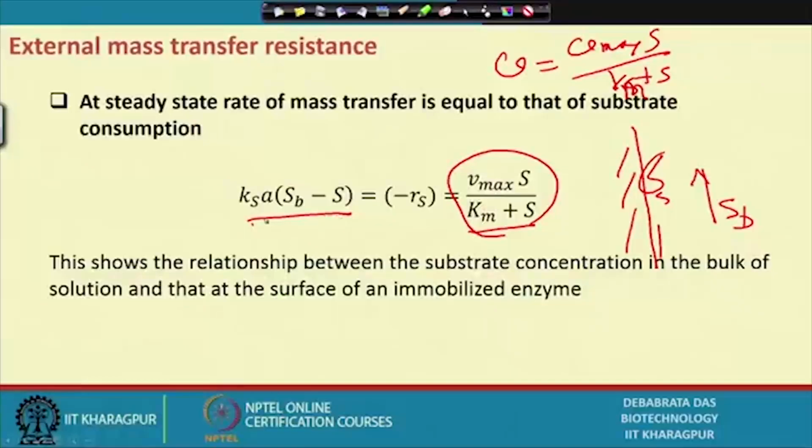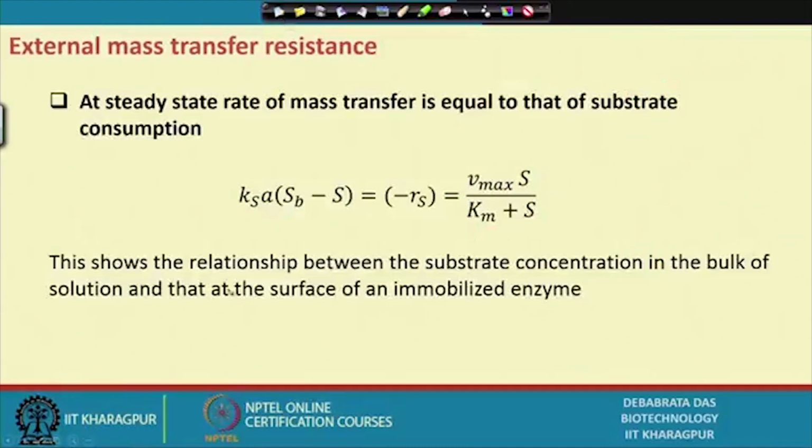So, what will the steady state condition be? When the rate of mass transfer equals the rate of reaction. And how can we write this? We can write it as Ks A (Sb minus S) equals Vmax S divided by (Km plus S). This shows the relationship between the substrate concentration in the bulk of the solution and at the surface of the immobilized enzyme. So, we can visualize this from that.